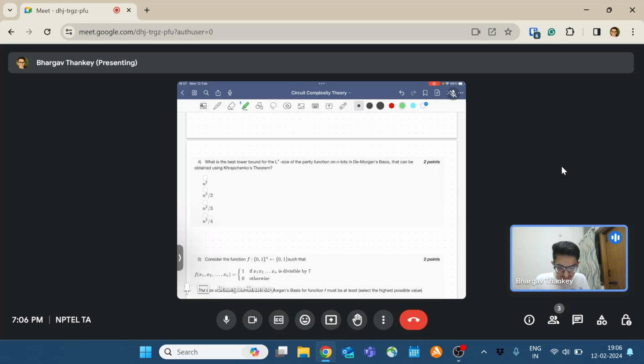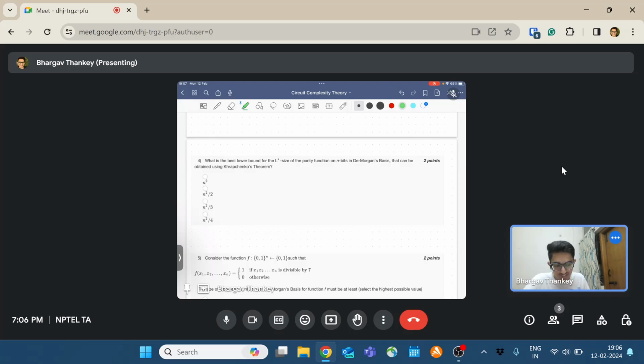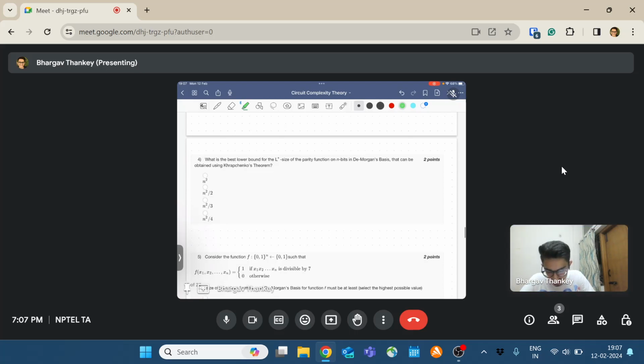So the next one is the same question but for parity. What is the lower bound on L star size of parity on n bits in De Morgan's basis from Khrapchenko's theorem: n square over 2, n square over 3, or n square over 4? Which one do you think is true? n square. Yeah, this is n square.